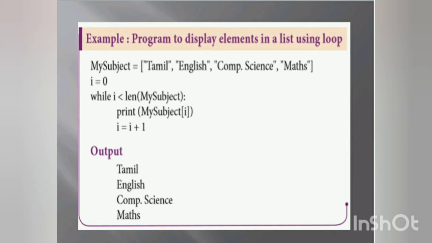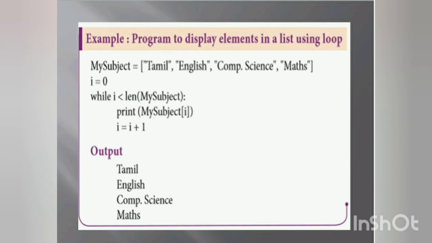Again it will check the condition. 1 is lesser than, what is the length of mysubject? The value is 4, right? So 1 is lesser than 4. Yes, the condition is true. Then print of mysubject of 1, right? The i value is now 1. So what is in 1? English. mysubject of 1 is English, so English will get printed. Then again the i value will get incremented by 1. Now the i value becomes 2. It will check the condition. The condition is true.